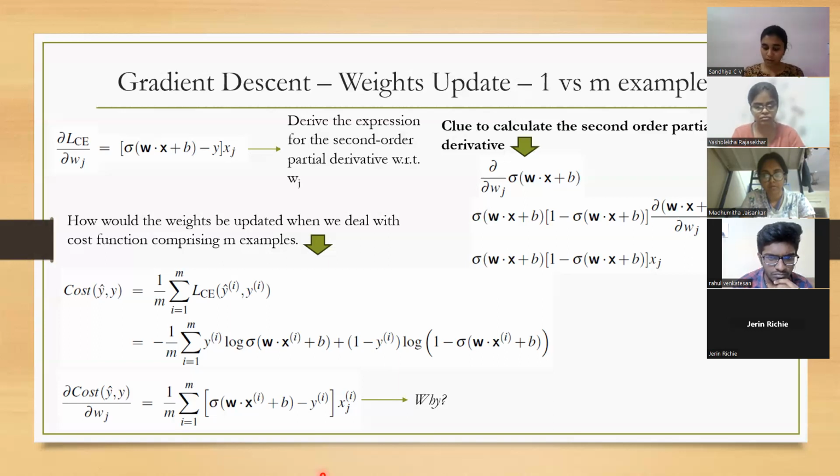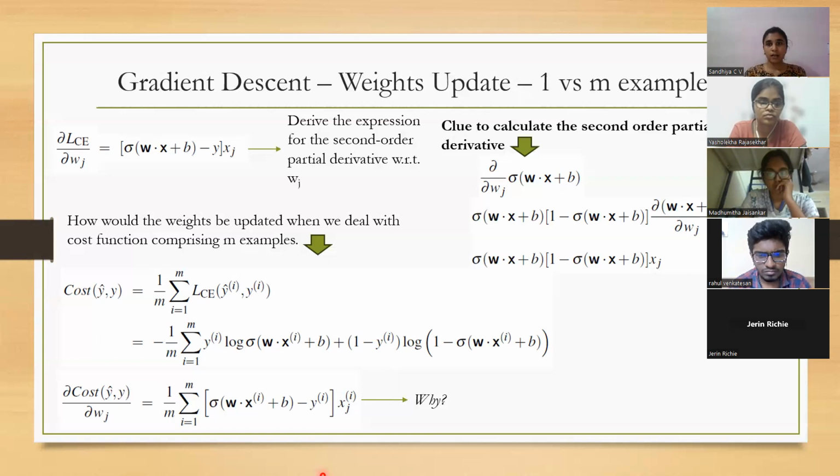Sorry, let me keep it simple. So we derived the first term, dou Lc divided by dou yj, with Lce equal to minus y log of y hat minus 1 minus y log of 1 minus y hat, right? So the cost is nothing but the average of all the losses. The LCE is the loss of one feature, say one variable, but the cost is the average of all the variables in the data set.